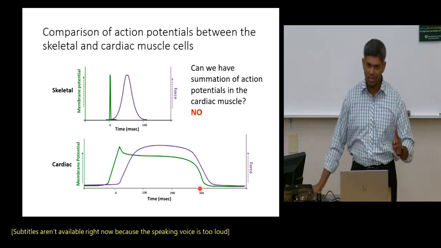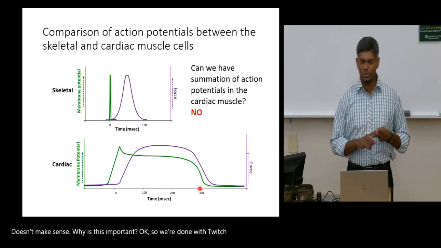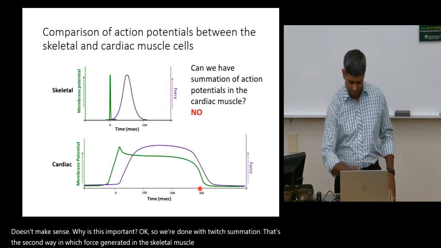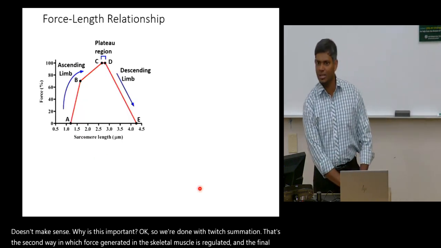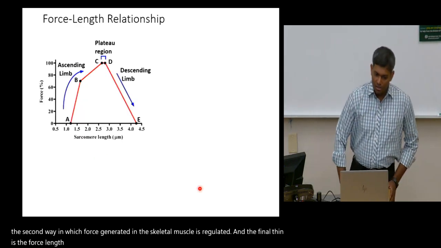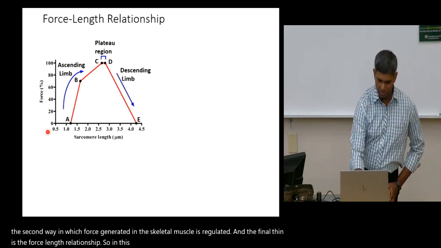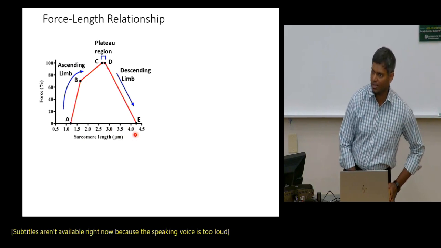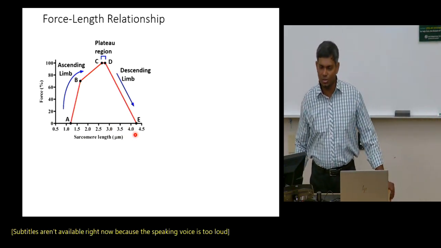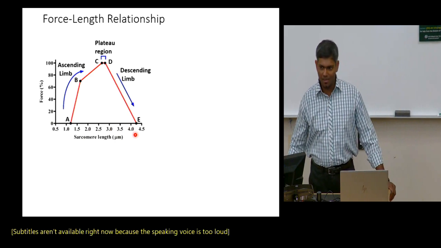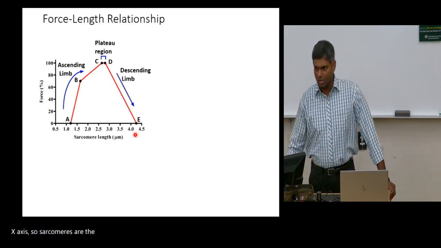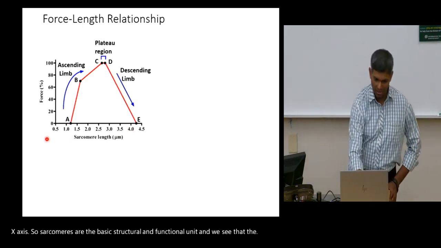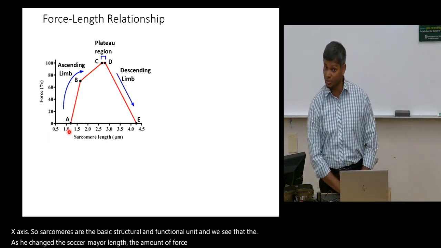Okay, so we're done with twitch summation. That's the second way in which force generated in the skeletal muscle is regulated. And the final thing is the force length relationship. So in this figure here you notice force generated is shown on the y-axis, and the muscle length or the sarcomere length is shown on the x-axis. So sarcomeres are the basic structural and functional unit, and we see that as you change the sarcomere length, the amount of force generated can change as well.